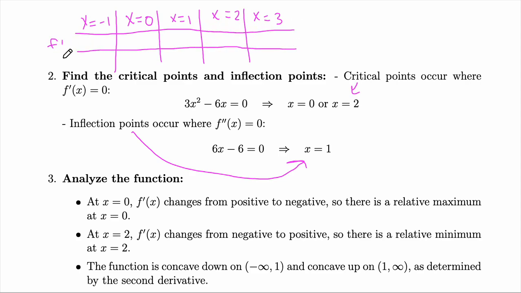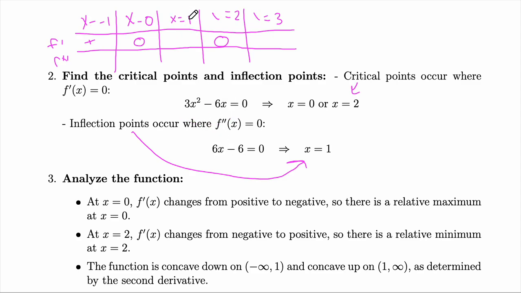So on top, I'm going to put my first derivative value, and on bottom, I'm going to put my second derivative value. So since my critical points were 0 and 2, I'm going to go ahead and plug in those values like that. And let's do the first derivative first, and then we'll move on to the second derivative. So when my x equals -1, I got a positive value for my first derivative. So again, here's the formula if you'd like to just plug that in quickly. But basically I got 9, which is a positive value.